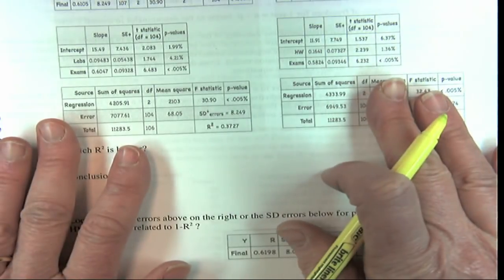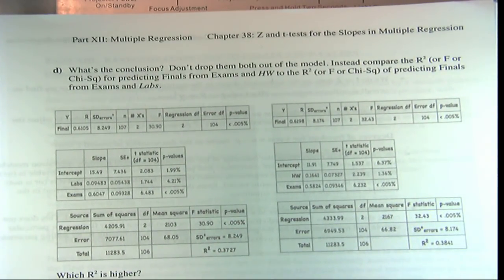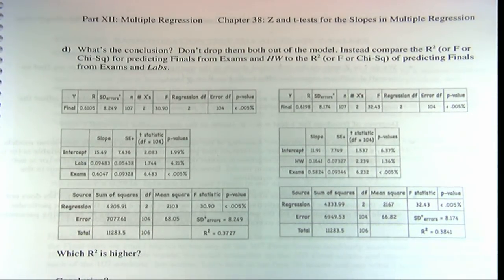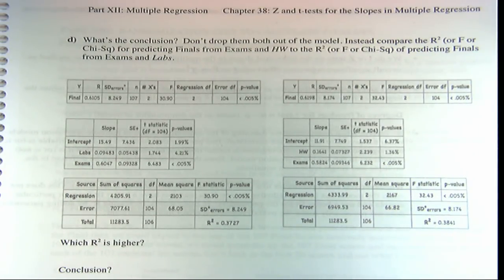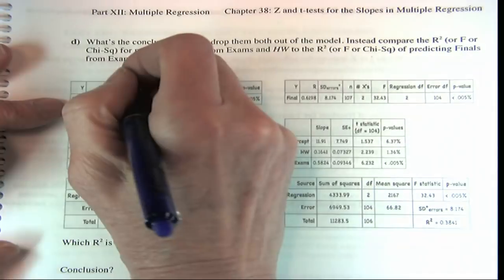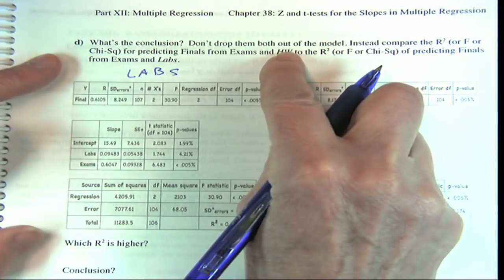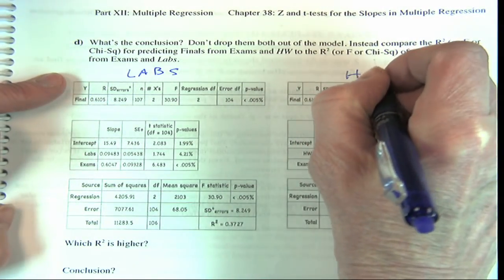All right, so let's look at this. You'll see this if you ever take courses like 420 or any kind of applied stats where you're going to be doing a lot of model building, and you'll see this come up all the time. You have to choose which variables you want to put in your model. Okay, so here are the labs. What's the conclusion? Don't drop them both out of the model. Okay, so here's the homework.